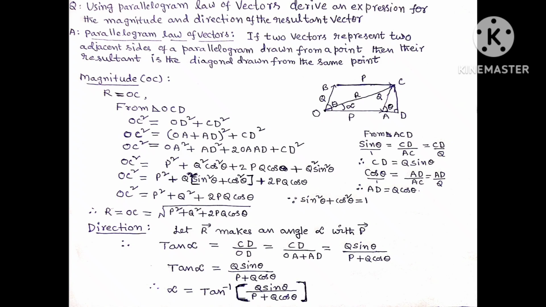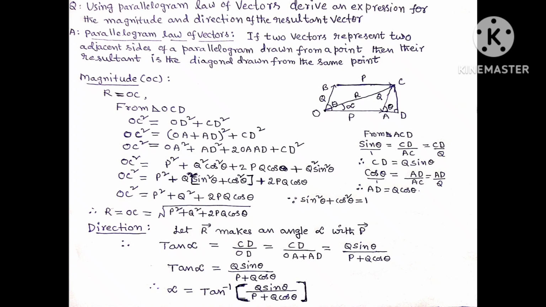First, we draw the diagram as shown in the figure. From the figure, OC represents the magnitude of the resultant vector. Magnitude OC we get from the perpendicular triangle OCD. OC square is equal to OD square plus CD square.